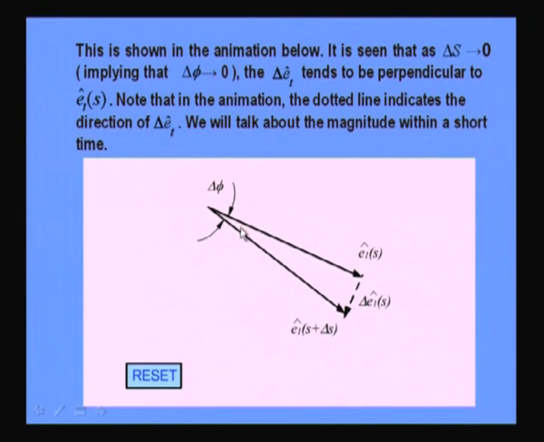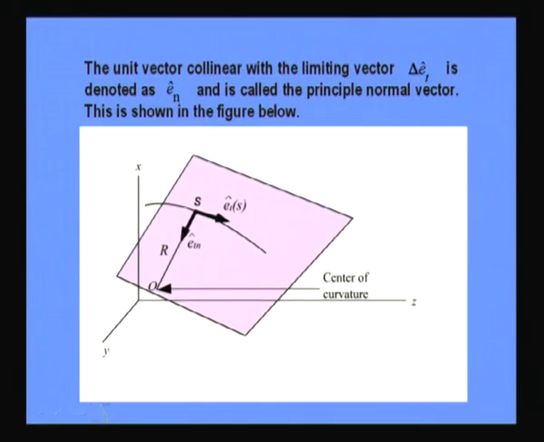Because delta phi is tending to 0, these two angles are equal, and since both are unit vectors, they are basically 180 minus theta divided by 2. Now, as theta tends to 0, these angles become 90 degrees in the triangle. So this is what happens. Now we will talk about the magnitude also. Let us see it again. See, this is what is shown.